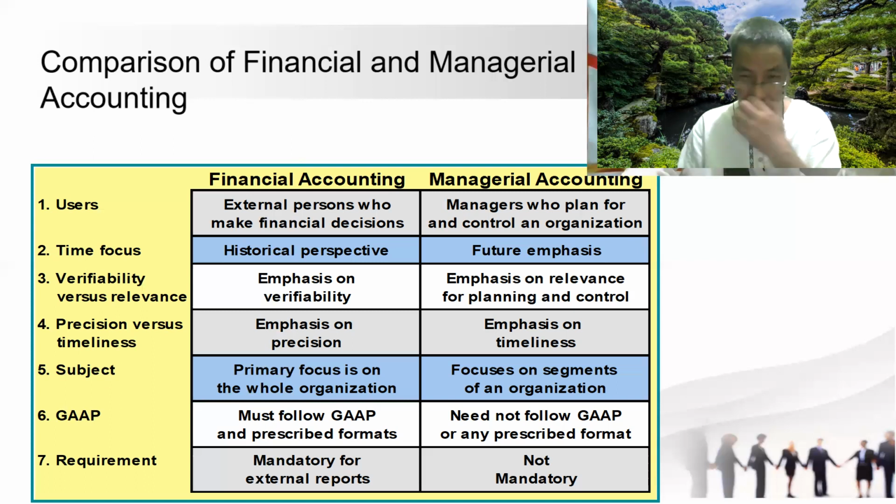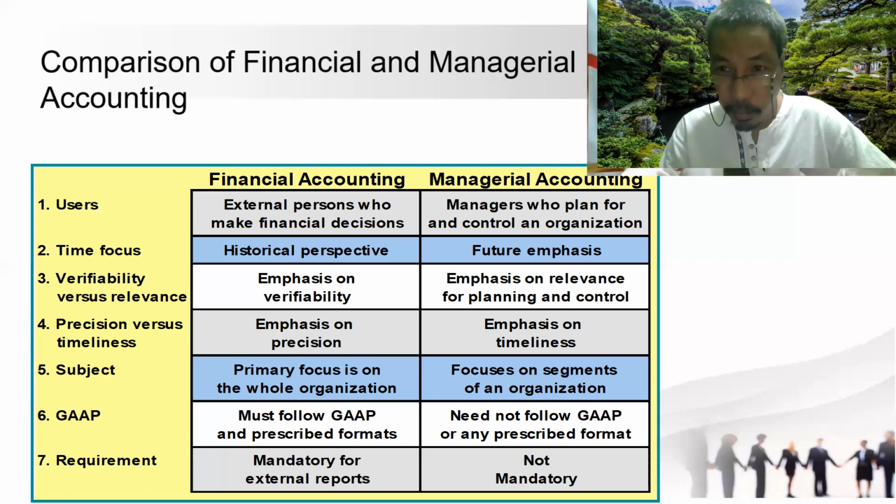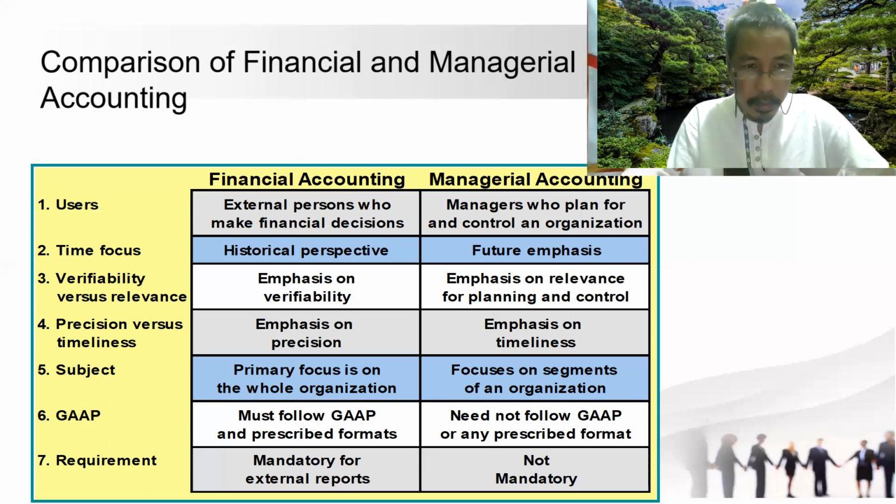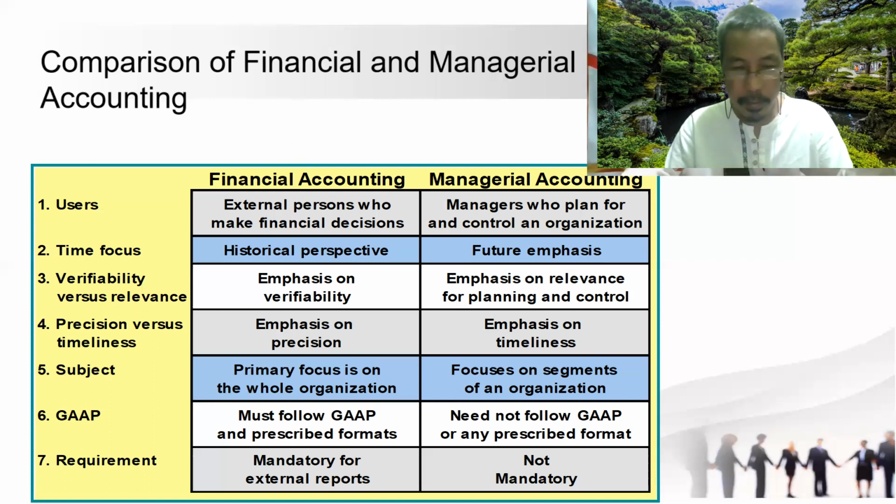So therefore you will deny or reject the offer to buy. The third aspect is verifiability versus relevance. Financial accounting emphasizes verifiability. That's why it uses historical perspective, because you can verify how much is your property.